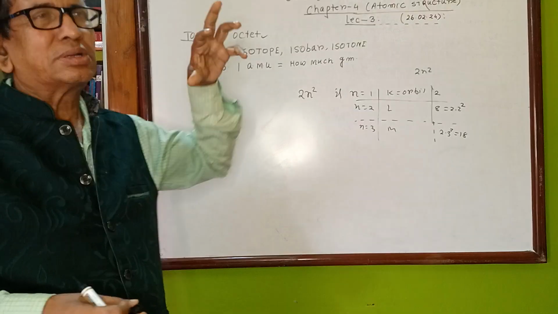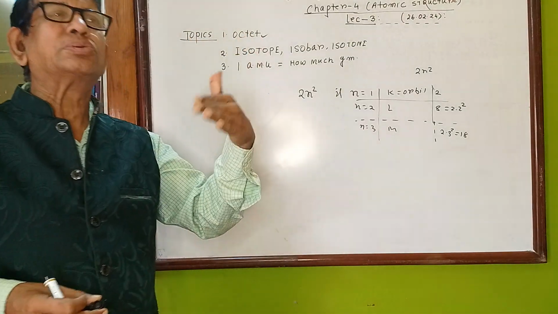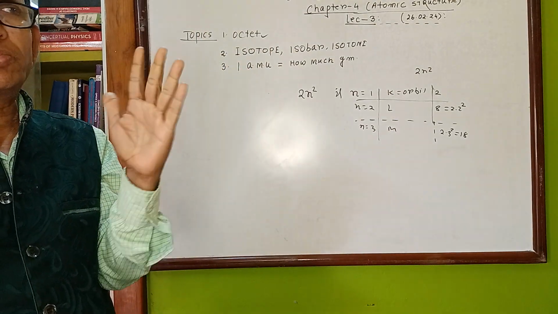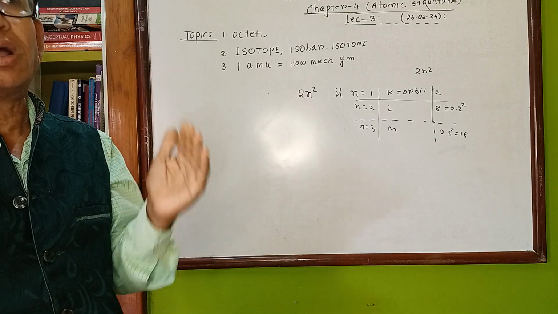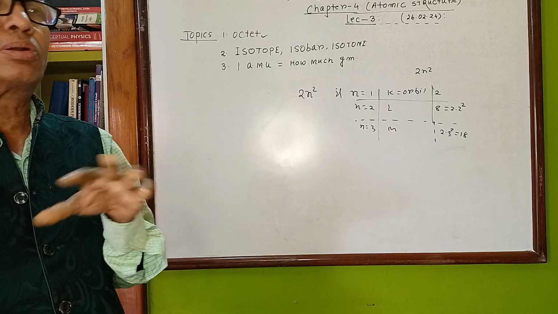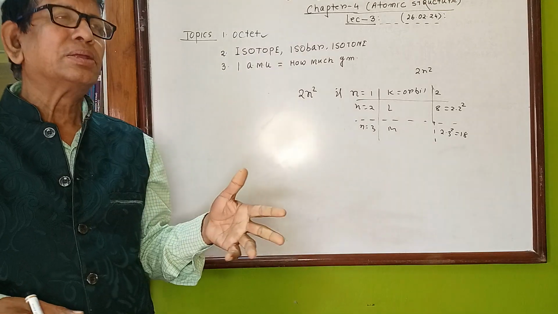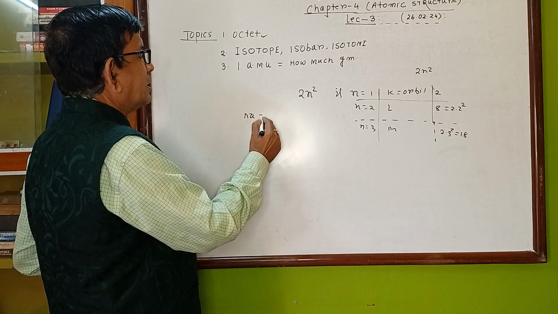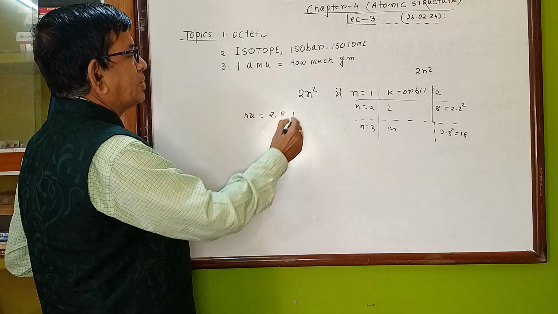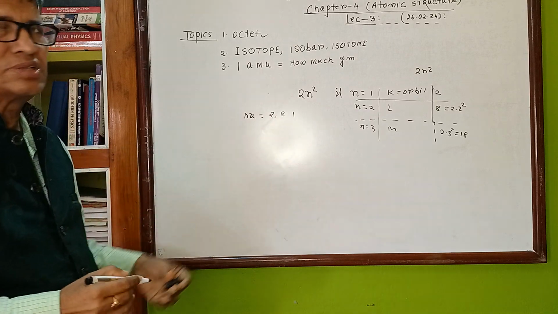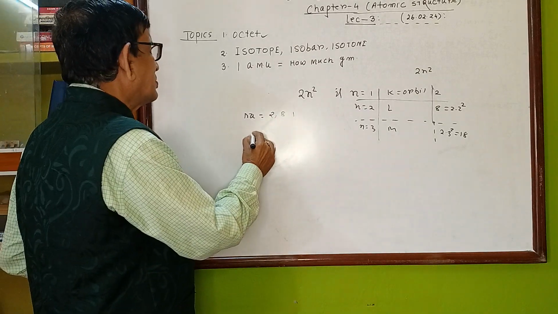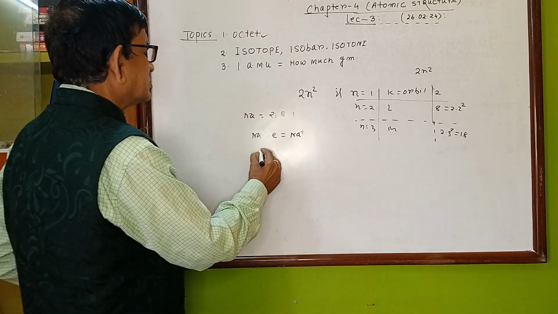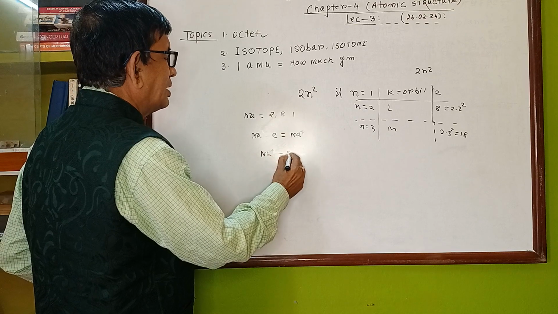So octet means the target of the atom to react with other atoms to make itself stable. That means the last orbit should have 8 electrons. When 8 electrons are filled up, either by sharing, accepting or donating, you get the octet filled up. I have already told you sodium's electron distribution is 2, 8, 1. If one electron is released from the sodium atom, then sodium will be much more stable. One electron released gives Na plus, which is stable.